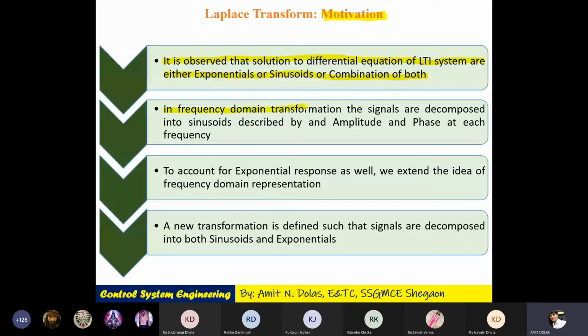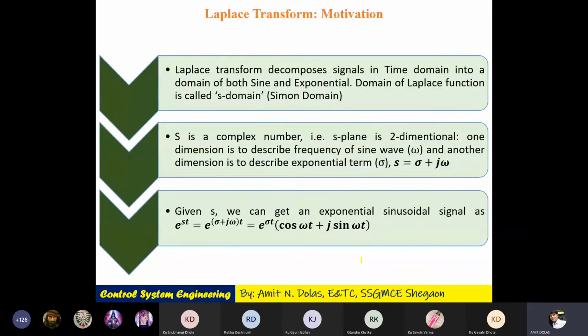In frequency domain transformation, the signals are decomposed into sinusoids described by amplitude and phase at each frequency. To account for exponential response as well, we extend the idea of frequency domain representation. A new transformation is defined such that the signals are decomposed into both sinusoids and exponentials. We have to decompose these two into the simplest form. So a new transformation is defined. That is nothing but the Laplace transform.